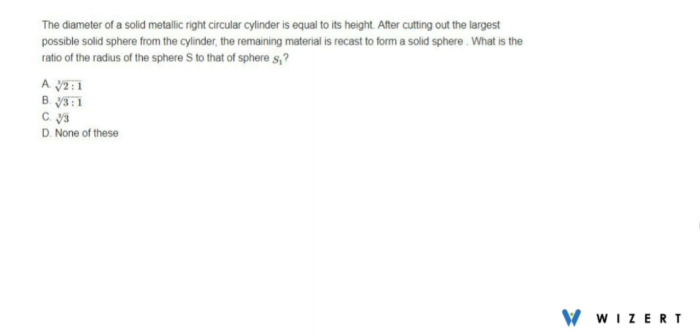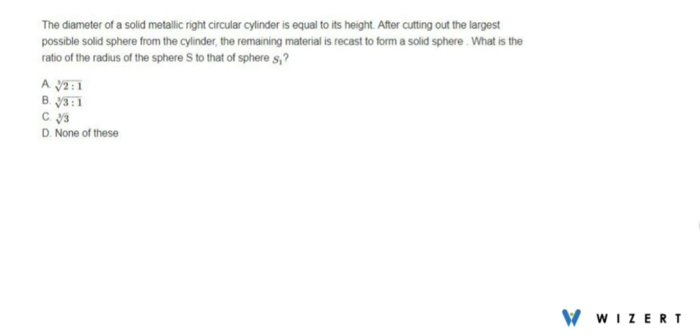The diameter of a solid metallic right circular cylinder is equal to its height. It is given. After cutting out the largest possible solid sphere from the cylinder, the remaining material is recast to form a solid sphere. So what is the ratio of the radius of the sphere S to that of sphere S1, the second sphere that was recast from the remaining material?